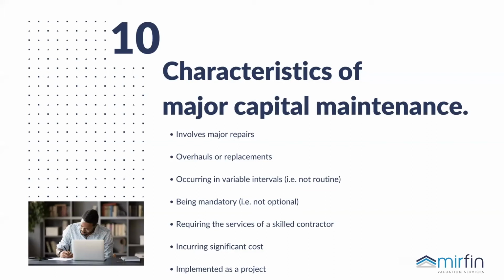What are the characteristics of major capital maintenance items? It generally involves major repairs, overhauls or replacement, occurring in variable intervals. In other words, it's not a routine maintenance thing that gets done. The most common one is when the building is redecorated, repainted. That's not a routine thing. It doesn't happen every month, it doesn't happen every 6 months. It happens generally every 5 to 8, maybe sometimes even 10 years, depending on how good the paint was and the contractor that did the work.